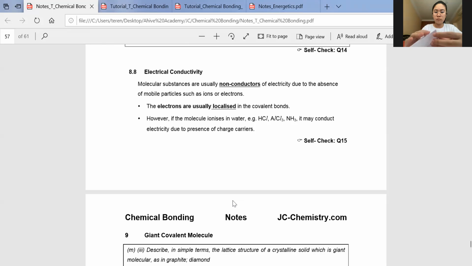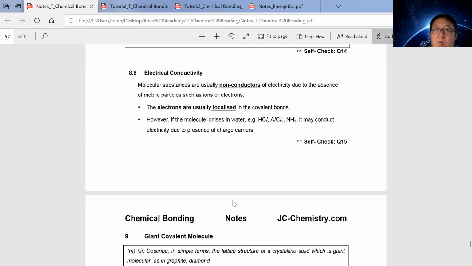So you learned in O level that simple molecular substances are usually non-conductors of electricity because they don't have ions and electrons. Okay, so that is generally true, except for the point 2 over here: if they can ionize in water. This is a point that you all need to take note.